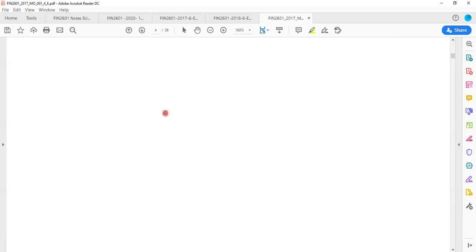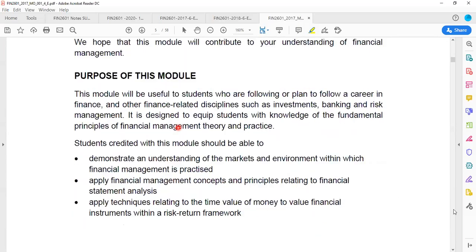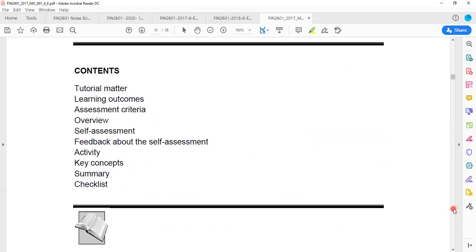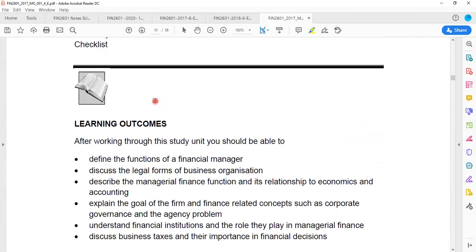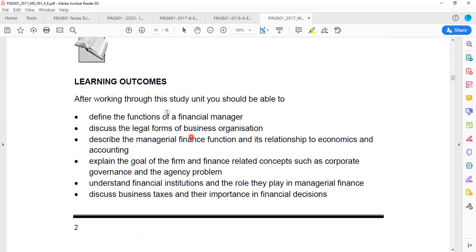Now, when it comes to the role and environment of managerial finance, you'll be familiar with a lot of the things that they ask about from your other studies. So these are the learning objectives for study unit 1. I'll just discuss them as I go through them. I'm not going to spend time here. I won't even give you notes.